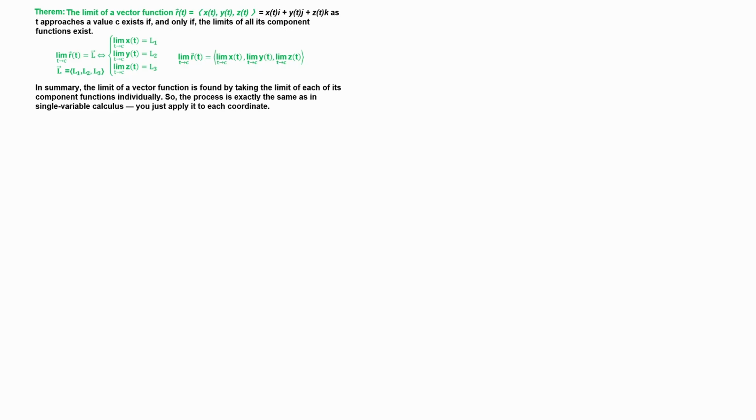Let's find the limit as t approaches 0 for the following function. The first component approaches 0, the second component approaches 1, and the third component approaches 1. The red dot on the curve marks the limit point at t equals 0.